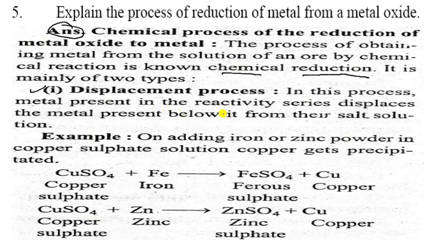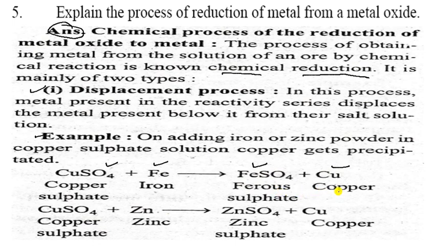Now come to the fifth question, and that one is your answer. Explain the process of reduction of metal from the metal oxides. The chemical process of the reduction of metal oxide to metal: the process of obtaining the metal from the solution of an ore by chemical reaction is known as chemical reduction. It is mainly of two types. The first type is the displacement process.